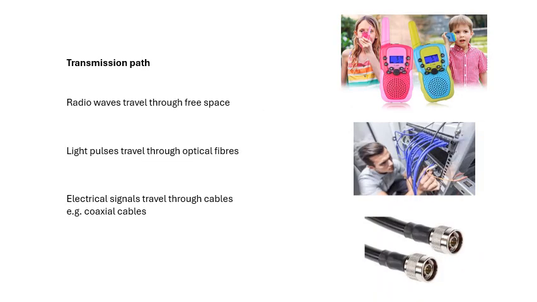The transmission path, the ones we need to worry about: radio waves traveling through free space, or microwaves, electromagnetic waves traveling through space, through the air. Light pulses traveling through optical fibers, electrical signals traveling through cables, for example coaxial cables.